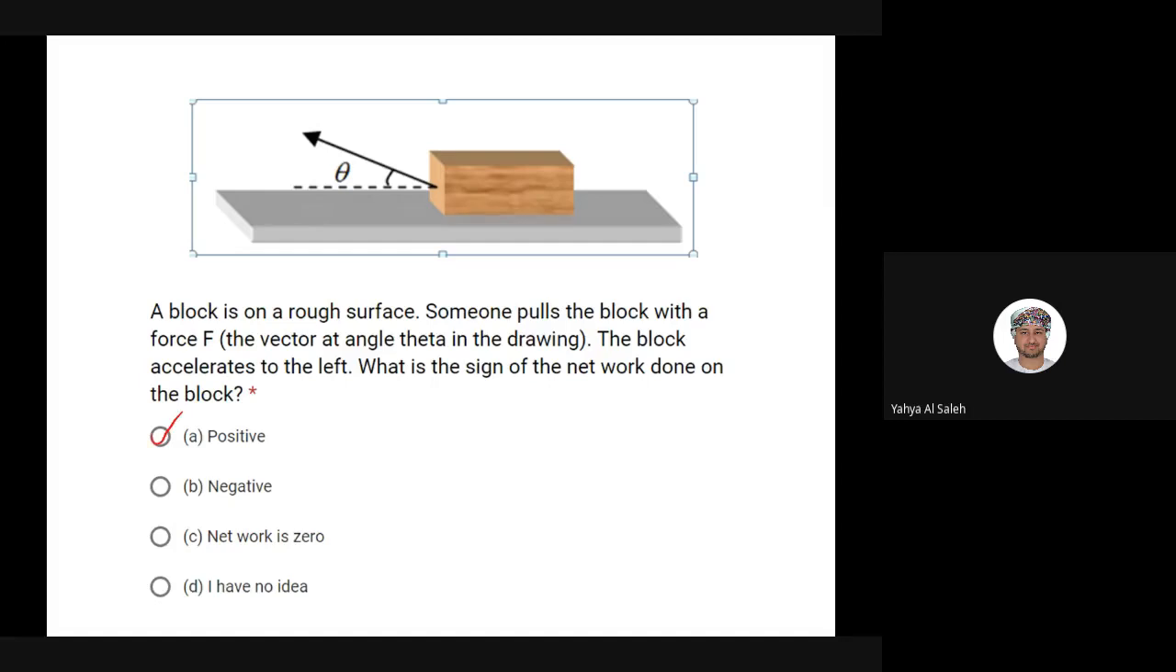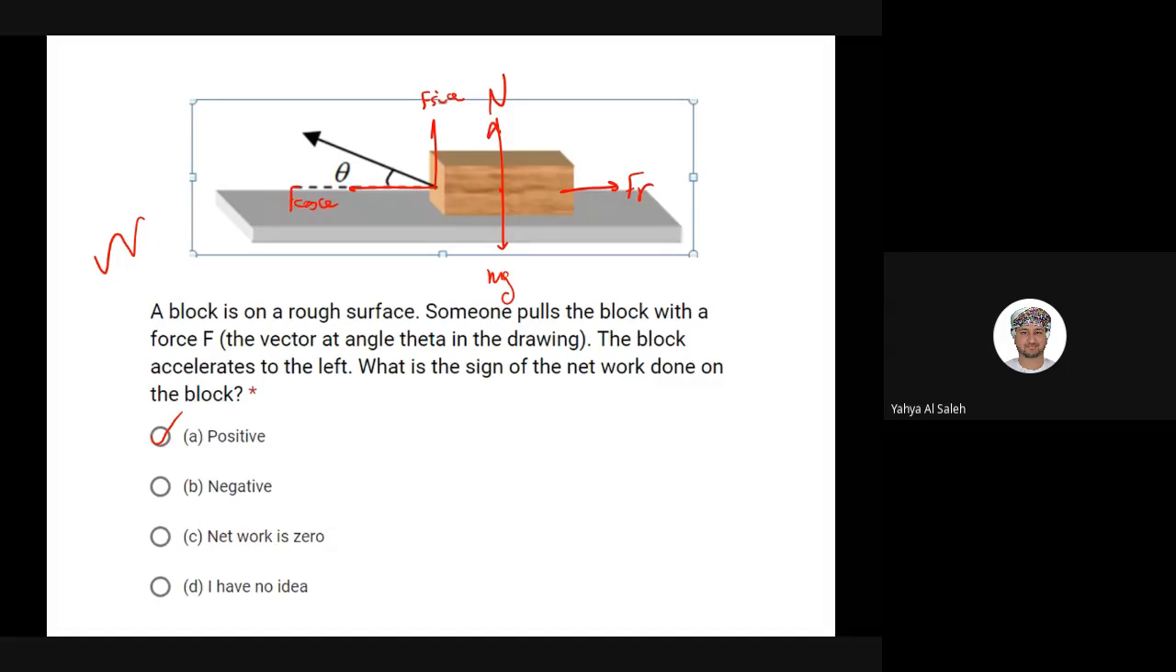So I have force F coming this way, which means that I have F cosine theta, F sine theta, mg, normal force, friction. N and mg are perpendicular. F sine theta is perpendicular. Now I have F cosine theta doing positive work and friction doing negative work.